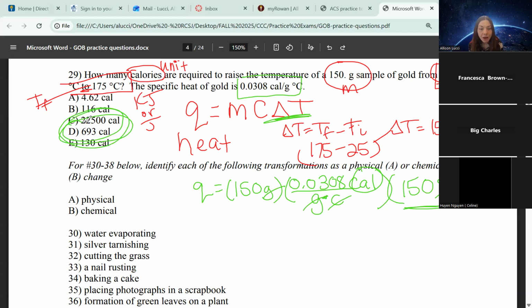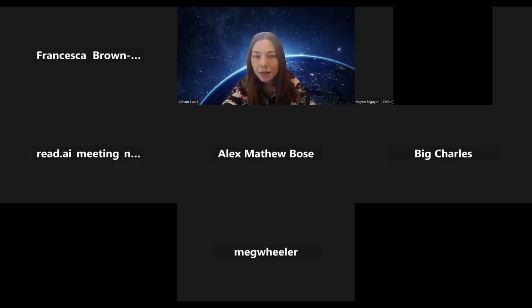All right, so that's calorimetry, this type of process where we measure a temperature change. If we're given a mass and a specific heat capacity, that value for C that I plugged in, the specific heat of gold, then you can solve this type of problem. All right, so I'm going to move to the next section here.